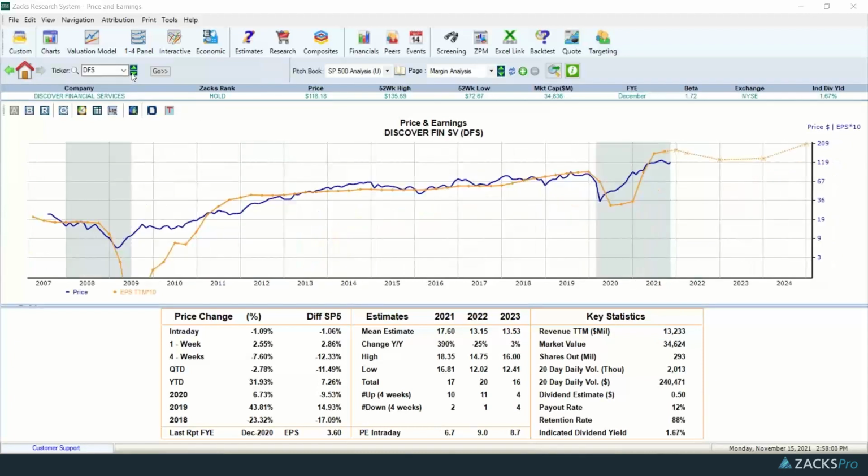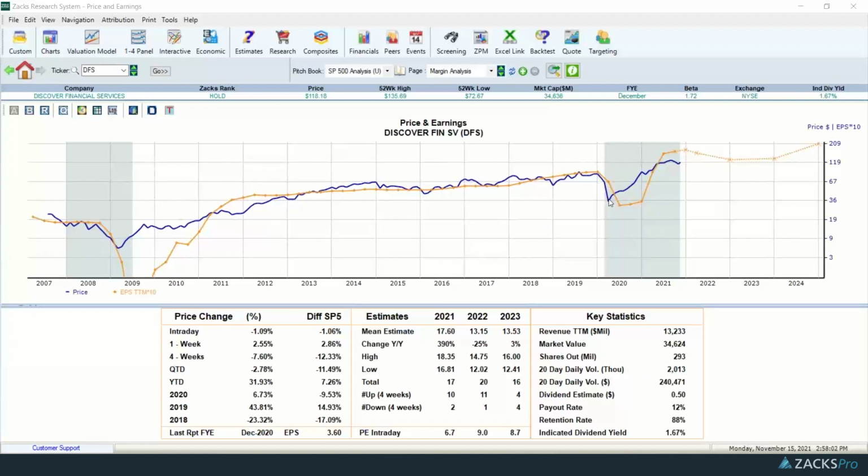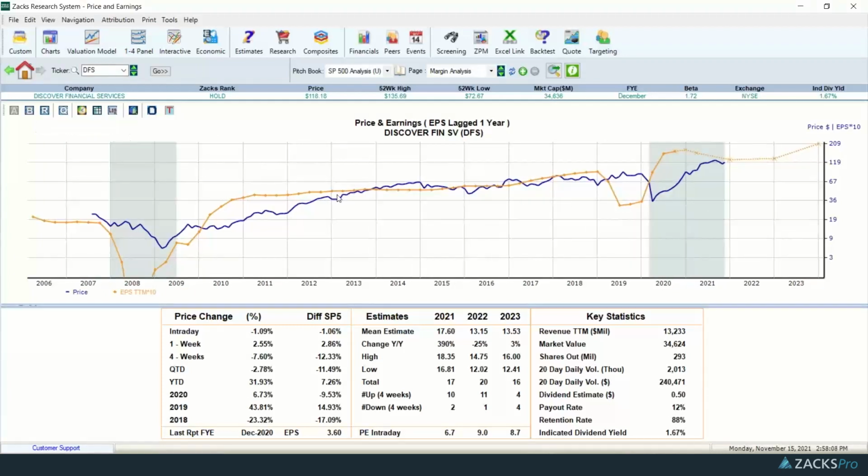Same thing with Discover Financial, much more cyclical, and you can see that's definitely reflected in its valuation. We lag these earnings by 1 year, and you can see that this stock literally trades at where those earnings estimates are forecast to be. So 390% coming out of that tremendous trough, a decline of 25% to 3%. So real growth struggling here off the back of this COVID recovery period.